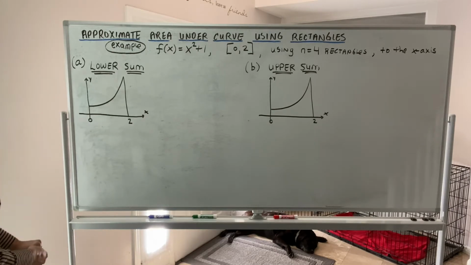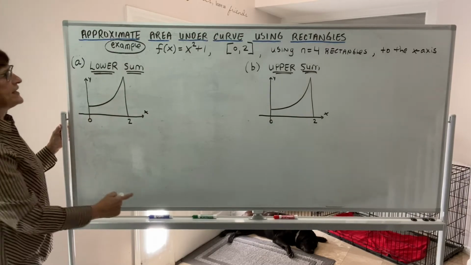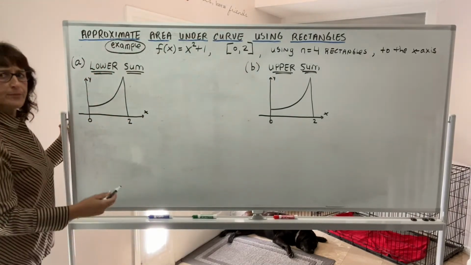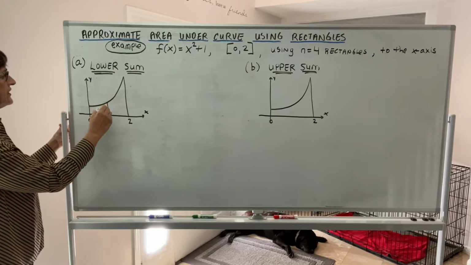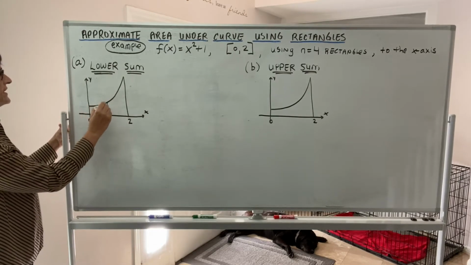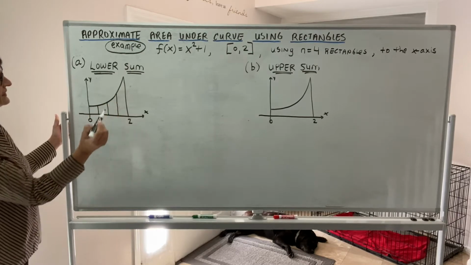We're going to start with the lower sum, which uses inscribed rectangles. So I'm going to take this region right here. I'm going to use 4 rectangles. So I'm going to break my 0 to 2 interval into 4 equal subintervals. I'm going to just break it in half and then break it in half again. Hopefully they look equal, okay?